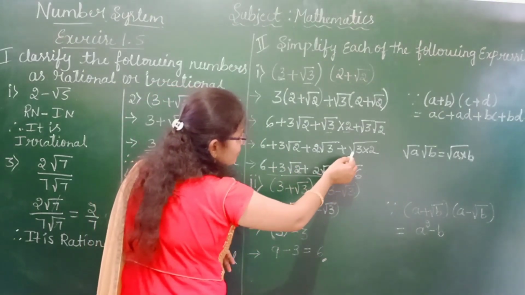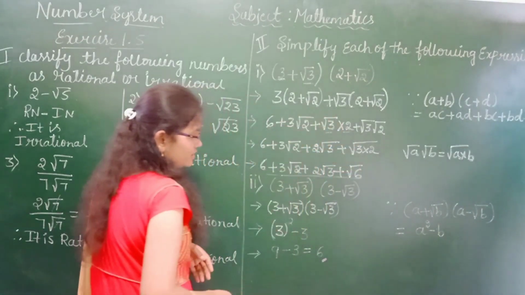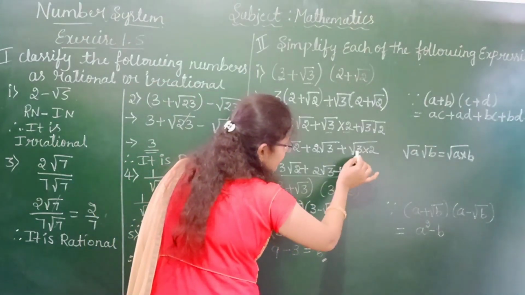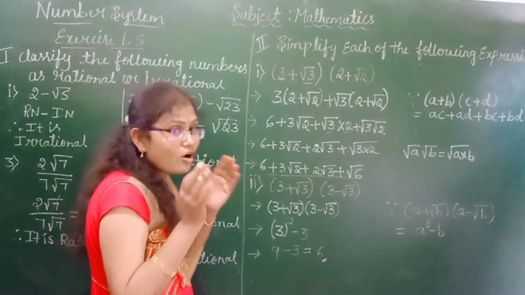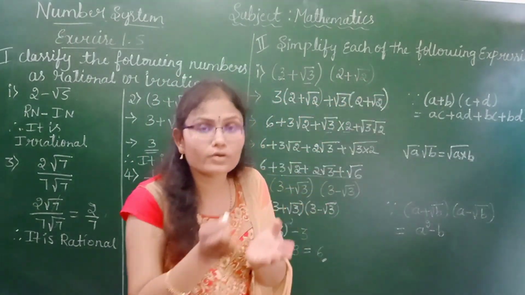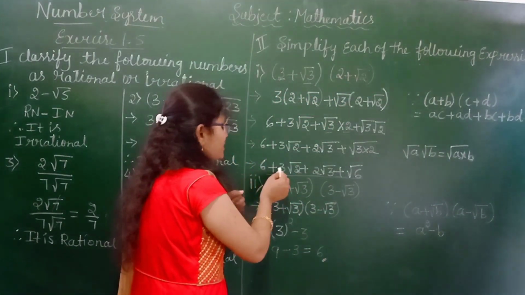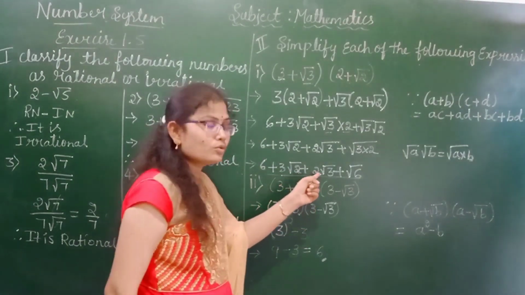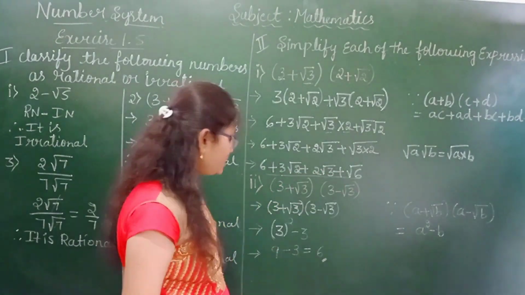As it is, plus root 3 2s are 6. What are you going to get? 3 2s are 6. Now if you simplify 3 plus root 3 into 2 plus root 2, what you are going to get? That is 6 plus 3 root 2 plus 2 root 3 plus root 6.